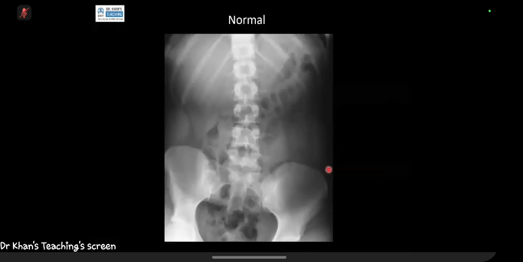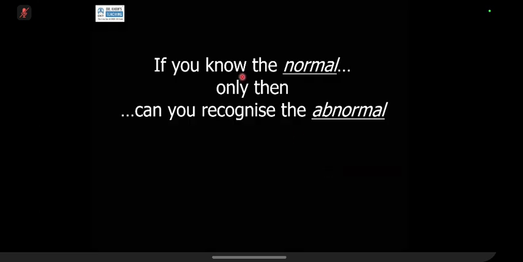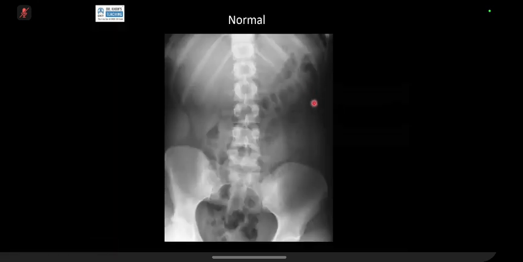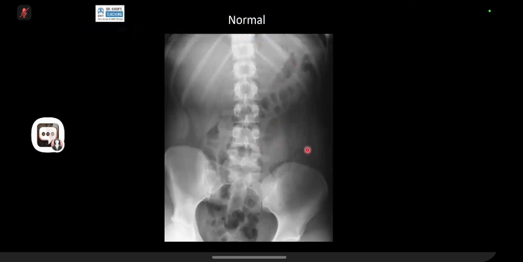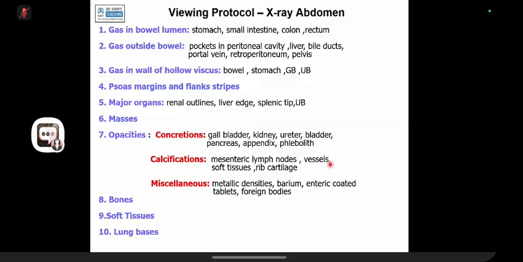So this was what you want to know as abnormal. First of all, you know what is normal, right? So this is a normal X-ray. This is the transverse colon, stomach, small bowel. If you look carefully here, you can see a bit of valvulae conniventes.